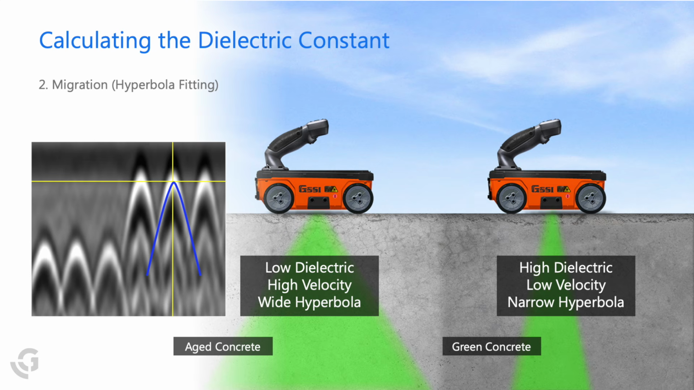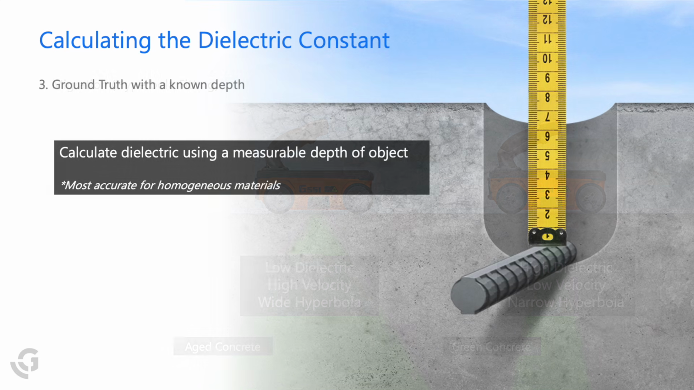Not all slabs are created equal, so every time we go to a new slab to collect data, we want to run through this process, ensuring that our depth calibration is as accurate as we can make it. The last method, and the most accurate way to determine the dielectric, is what we call ground truth. As concrete is homogeneous, it makes it much easier to use this process.